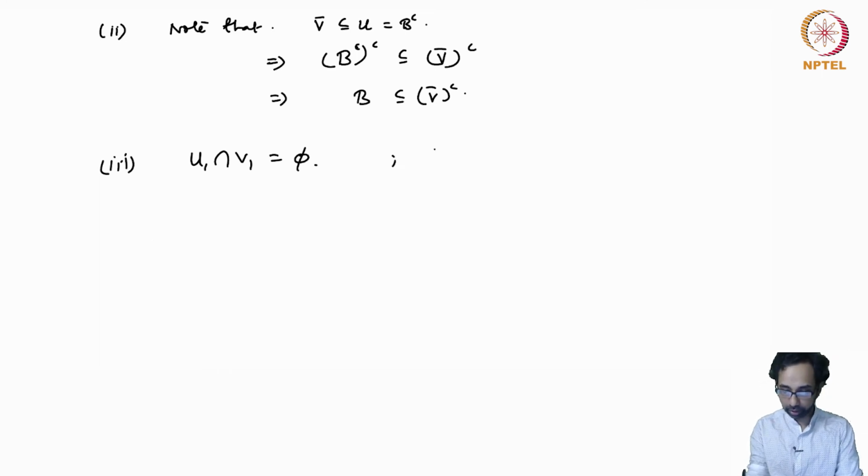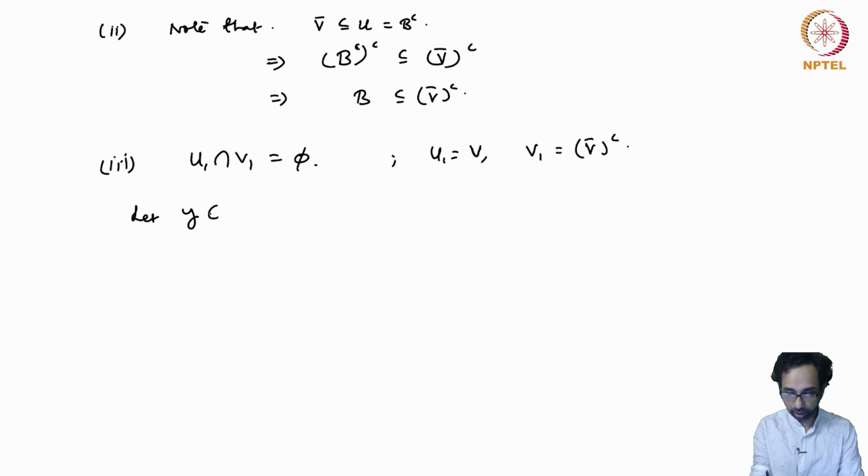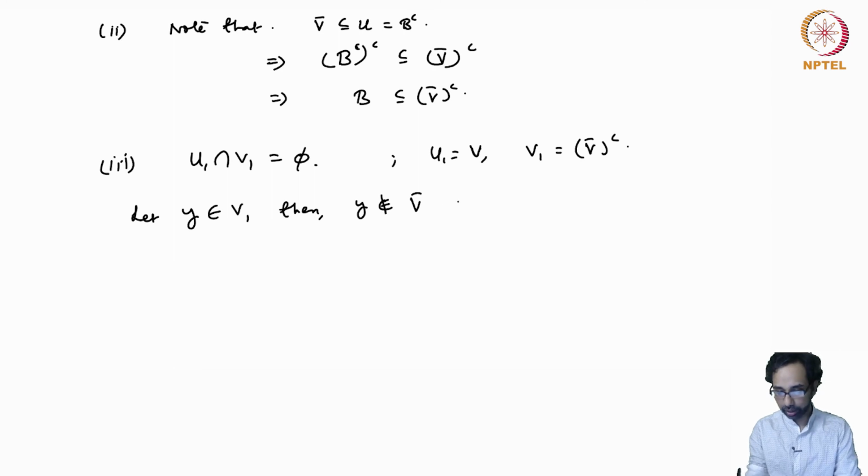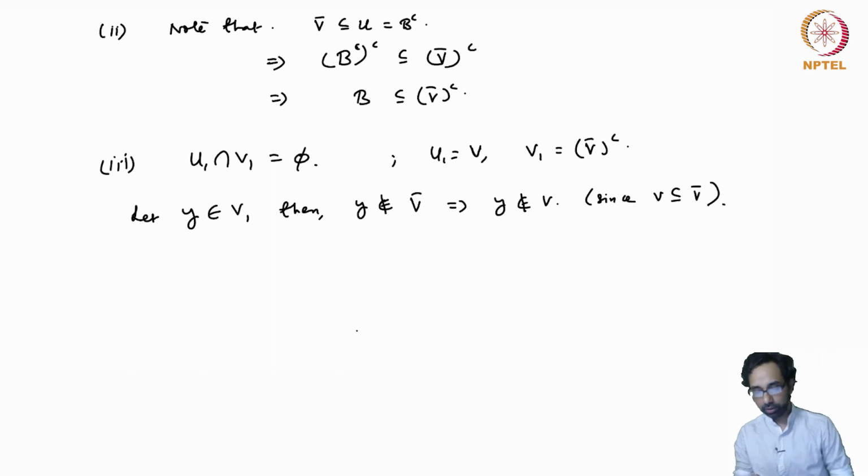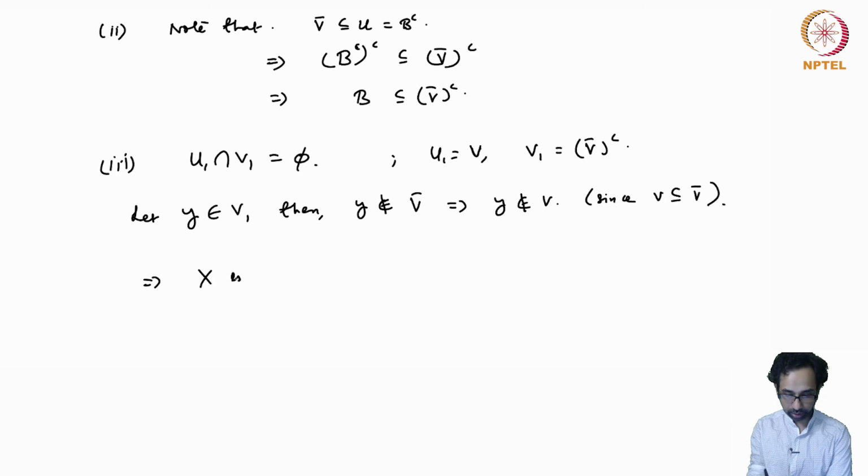So remember that U1 is V and V1 is V closure complement. Let us take Y in V1, then Y does not belong to V closure, and this also means that Y does not belong to V, since V is a subset of V closure. So it is also quite easy to see that U1 and V1 are disjoint. So this proves that X is regular.